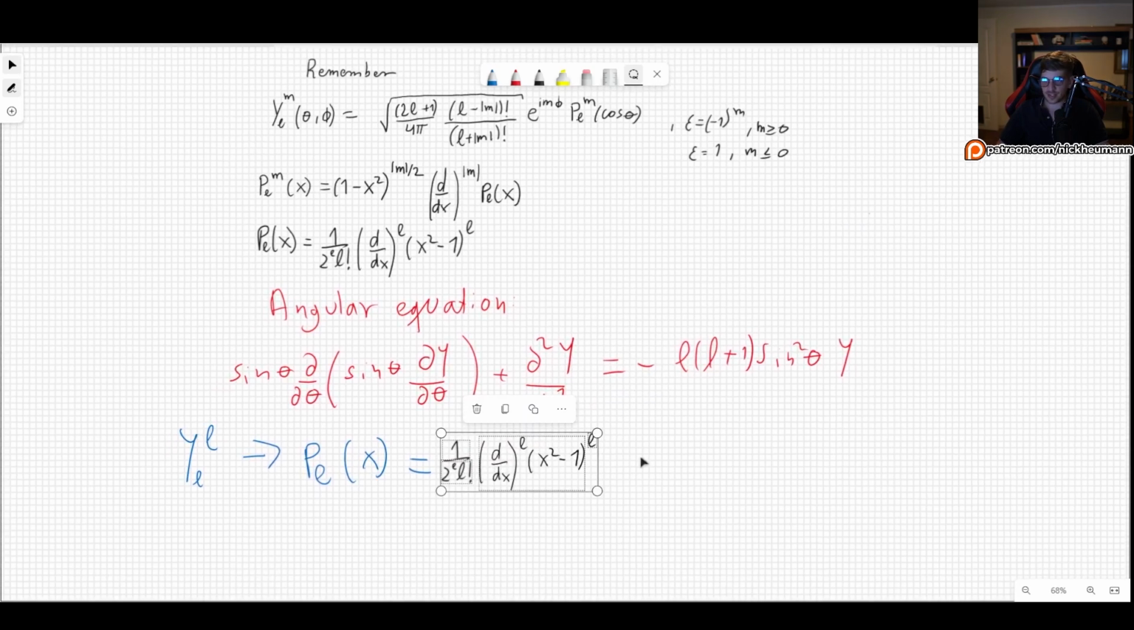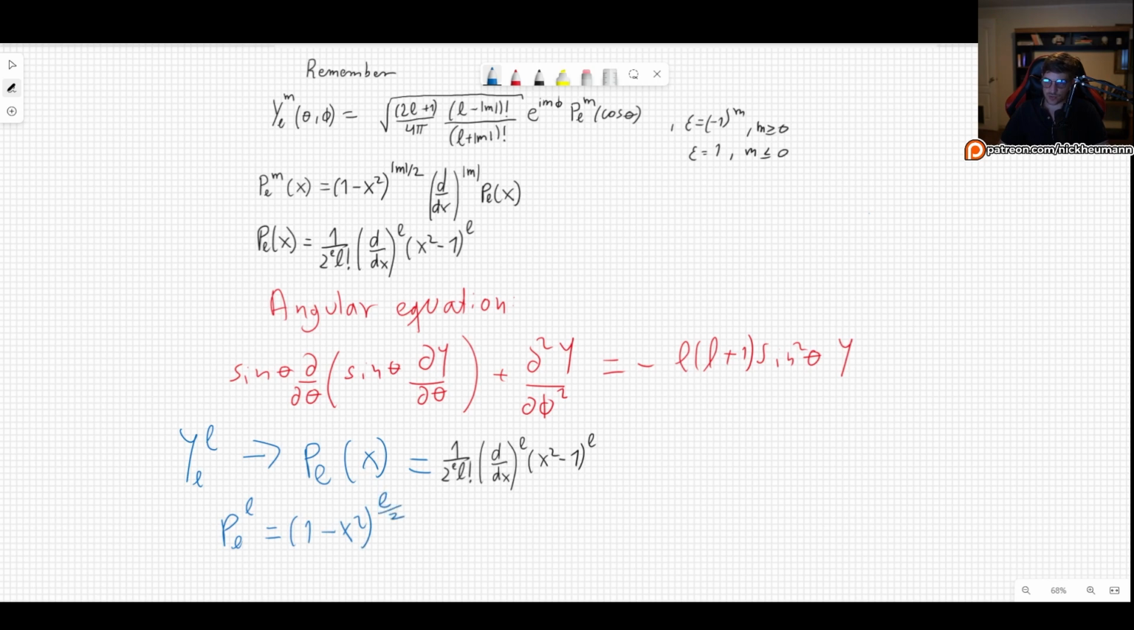Now we want to plug it into the formula for the associated Legendre polynomial, but this time with L equal to m. So (1 minus x squared) to the L over 2. We don't need to worry about the absolute value because L is always positive. And now we need to take L derivatives of this thing right there. But this thing is simply a constant, a number, so we can put it to the front, 1 over 2 to the L, L factorial. And then we are actually going to be taking 2L derivatives of (x squared minus 1) to the L.